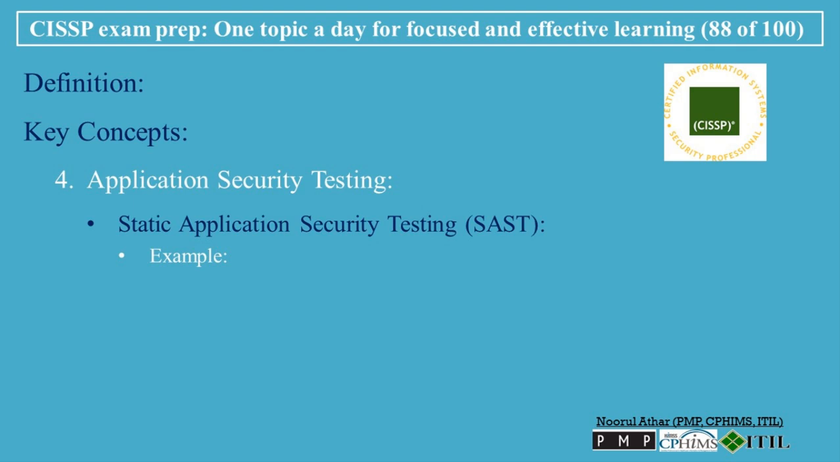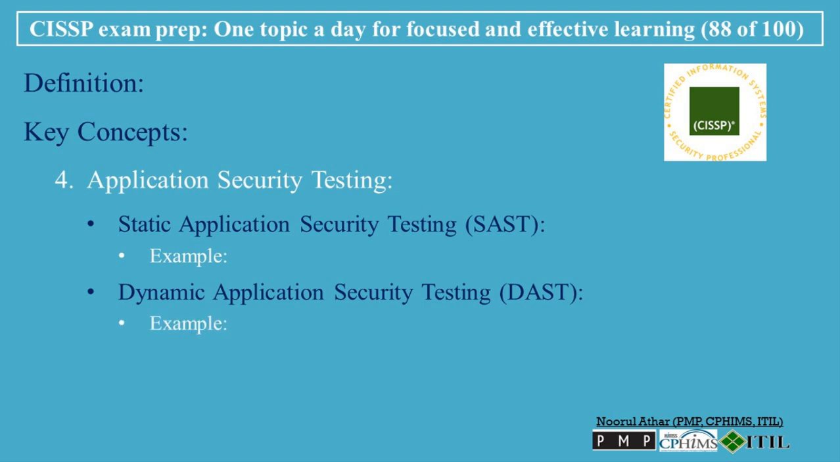Example: a development team uses a SAST tool to analyze their code base and identify potential vulnerabilities, such as buffer overflows or hard-coded credentials. Dynamic application security testing, DAST. DAST involves testing a running application to identify vulnerabilities by simulating real-world attacks. It focuses on the application's runtime behavior and interactions with users and other systems. Example: a QA team uses a DAST tool to test the login functionality of a web application for vulnerabilities, such as SQL injection or cross-site scripting, XSS.